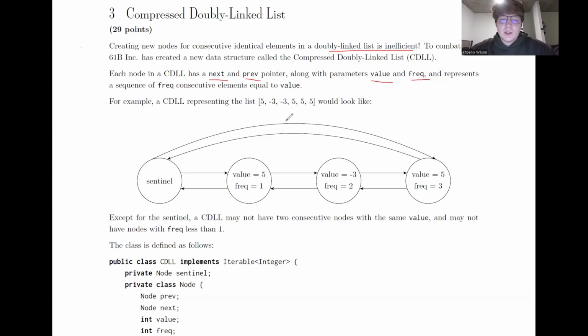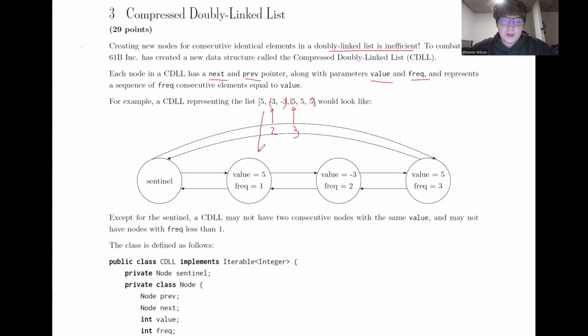So in other words, if we took the value 5 in this list at this position, we'd expect a freq of the corresponding node to be 3, because if we look at the sublist containing that 5 and all consecutive elements also equal to 5, that length is 3. Similarly, if we look at the node containing this -3 at this position, we'd expect a freq of 2, because the sublist containing that -3 and all consecutive elements also equal to -3 has length 2. And we can see this is exactly lining up with the diagram given in the question.